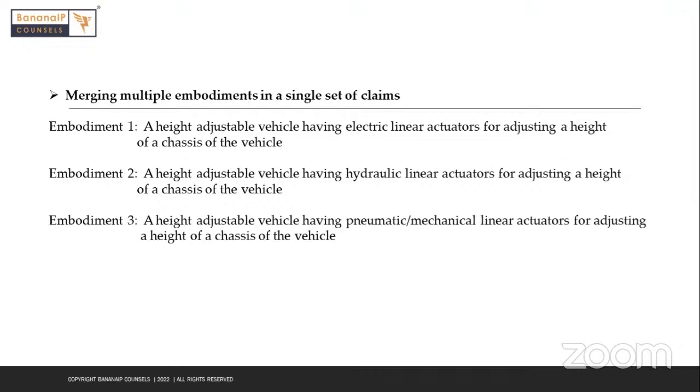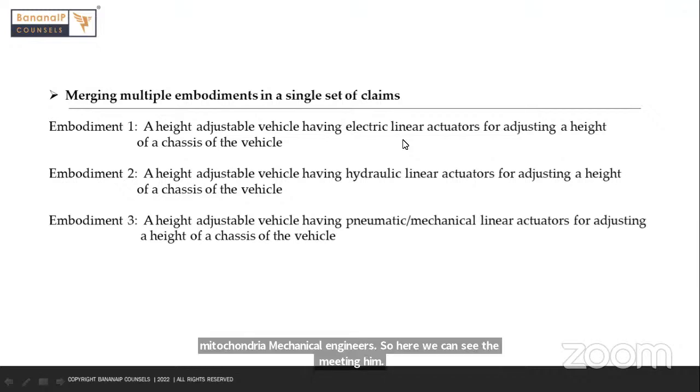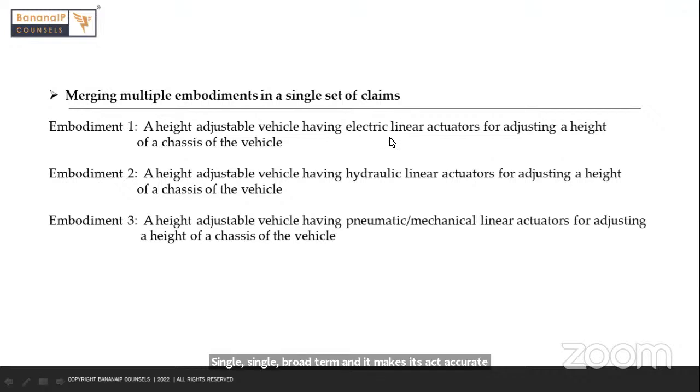So next is merging multiple embodiments in a single set of claims. Here the example taken is a height adjustable vehicle having electric linear actuators for adjusting the height of the chassis of the vehicle. The second embodiment is about the usage of hydraulic linear actuators, and in the third embodiment we have pneumatic or mechanical linear actuators. So if we maintain a single broad terminology, let's say actuator, then we can cover all these embodiments in a single set of claims.